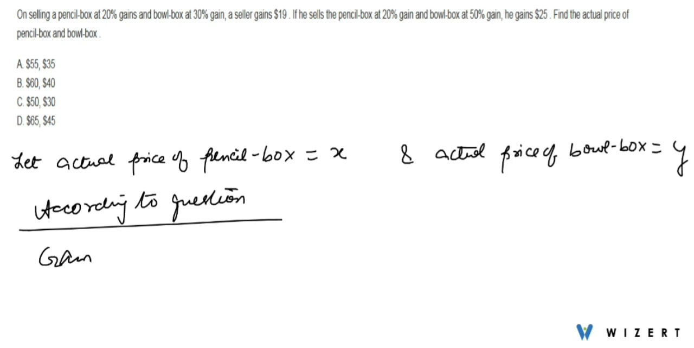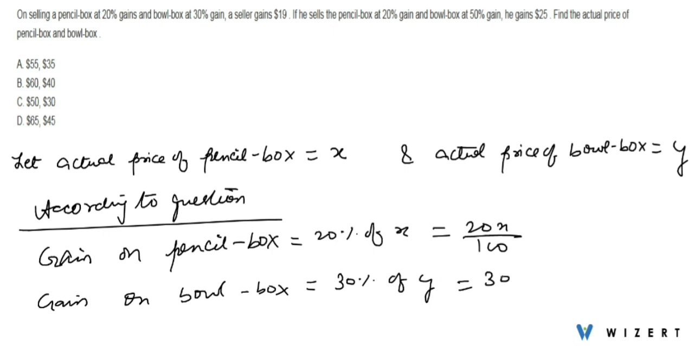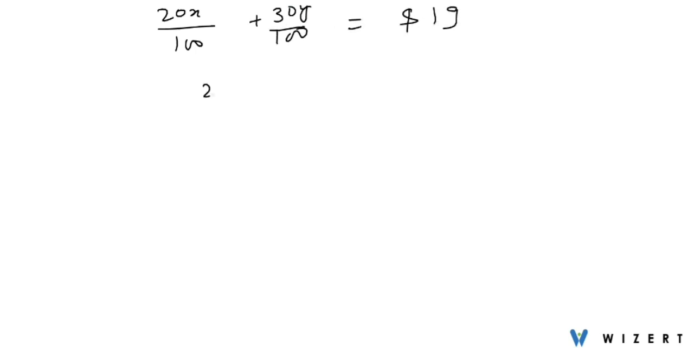So gain on pencil box is 20% of the original price, that is X, therefore 20x by 100. Similarly, the gain on bowl box is 30% of the original price of bowl box, that is Y, so 30y by 100. Now the total gain means add 20x by 100 plus 30y by 100. This is equal to $19. So if we simplify, we can get a relation between x and y, 2x plus 3y is 190. Let this be the first equation.